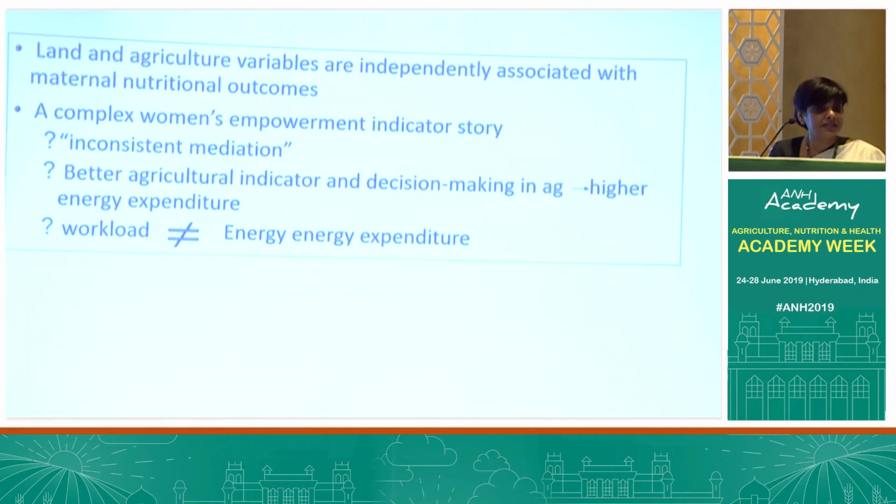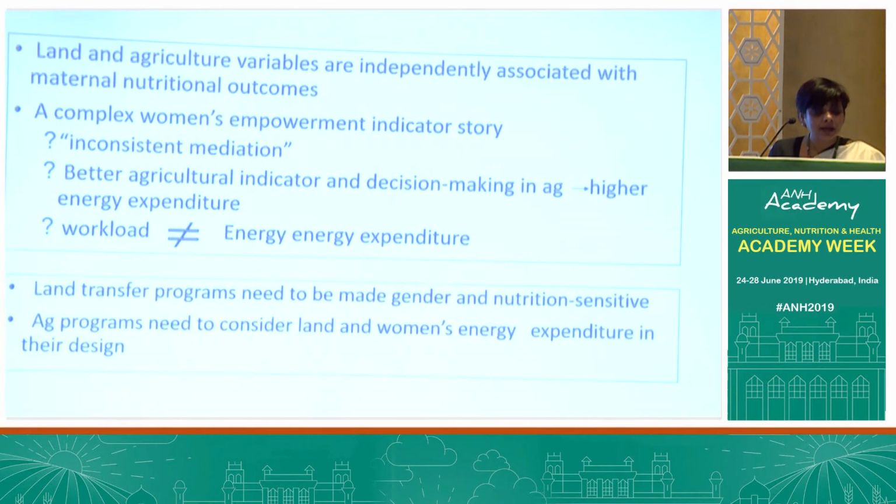With better agriculture indicators and decision making, a woman is working actually quite hard, and her workload may be high, and her energy expenditure may be high. So what are the implications of this? Of course, we are very careful about making any big deal about policy implications, but what this indicates is that land transfer programs do need to think about gender and nutrition sensitive aspects, and agriculture programs need to consider land and women's land, but also women's energy expenditure in their design. Thank you so much, and thanks for the extra time.